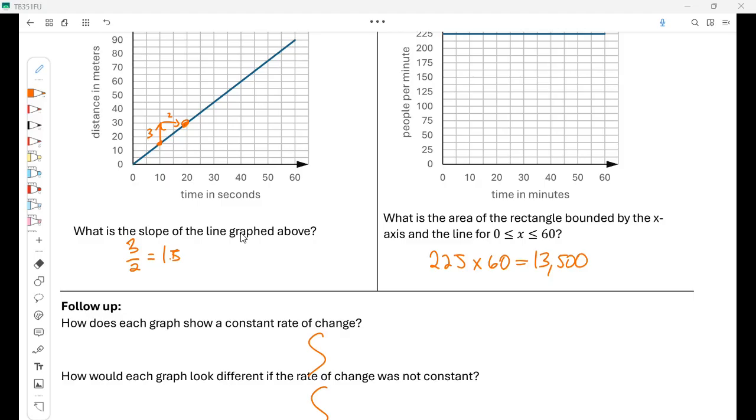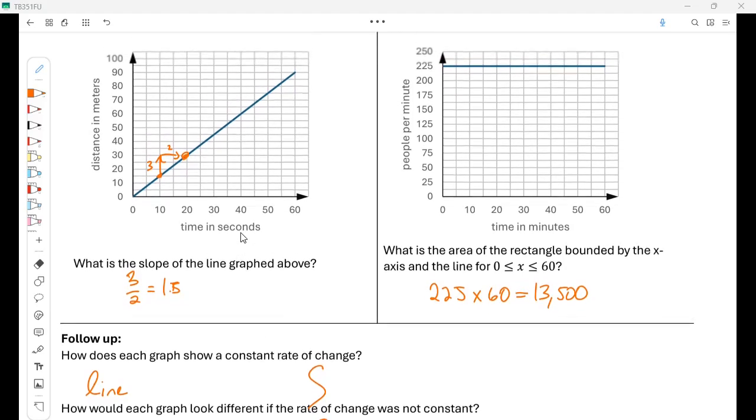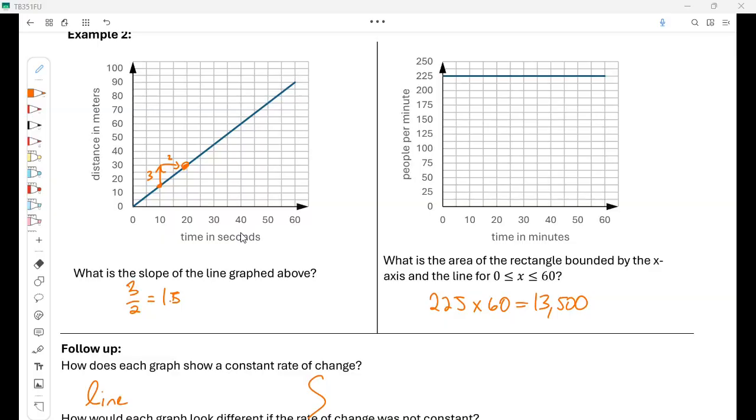No matter which 2 points you pick on it, you always end up with the same slope once you divide, simplify, whatever it is that you do. So yeah, definitely it's a line on the left-hand side. It is also a line on the right-hand side.